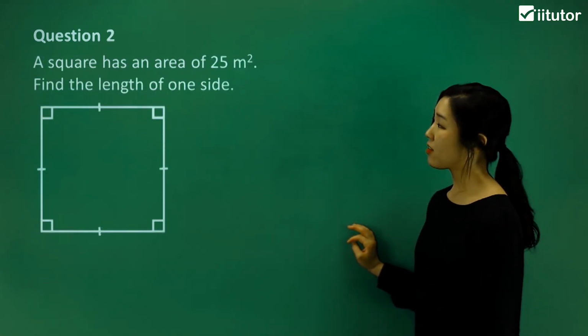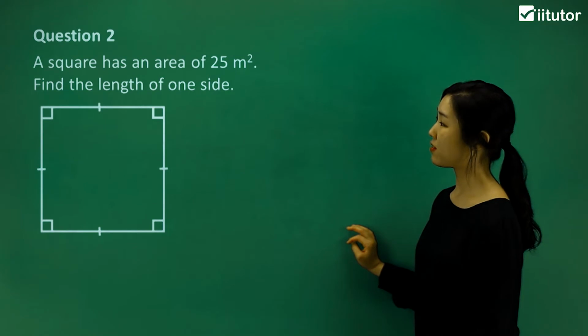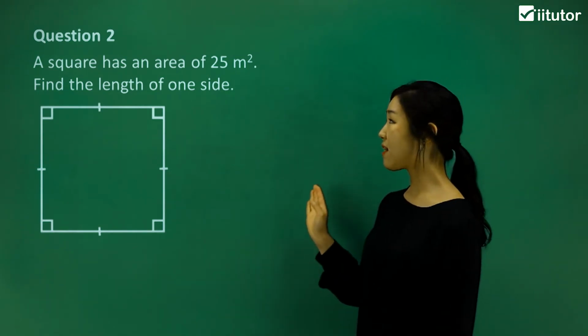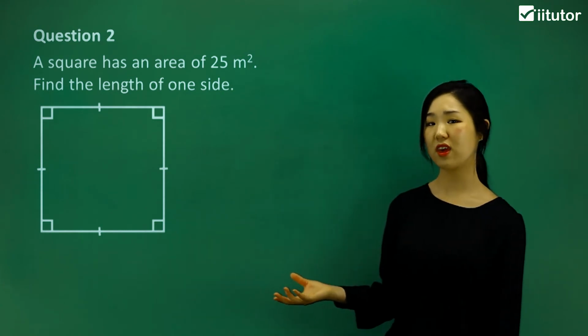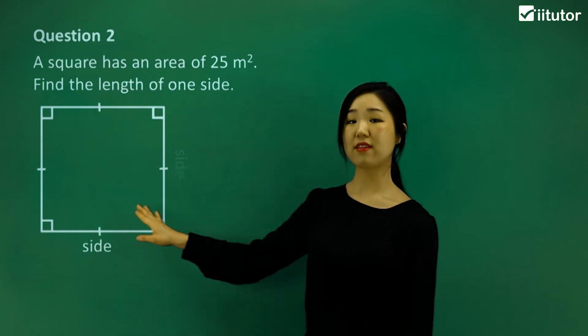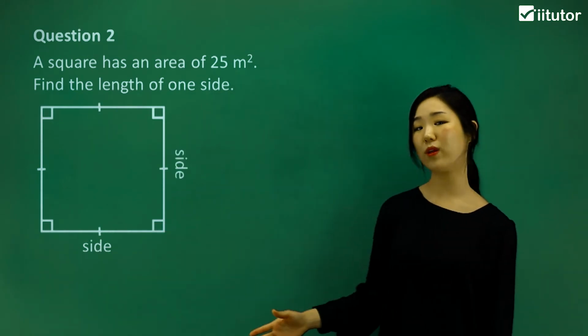Question 2. A square has an area of 25 meters squared. Find the length of one side. So it tells us that 25 meters squared is the area. So they give us the area first. So guys, this is the side. So if that's the side, this is also the side. Those two sides are equal in length.